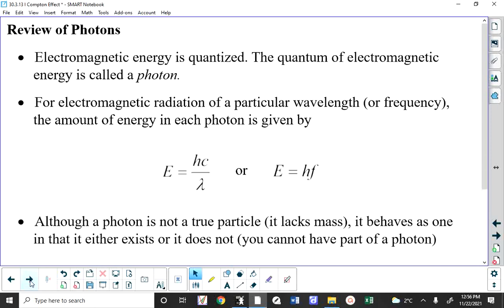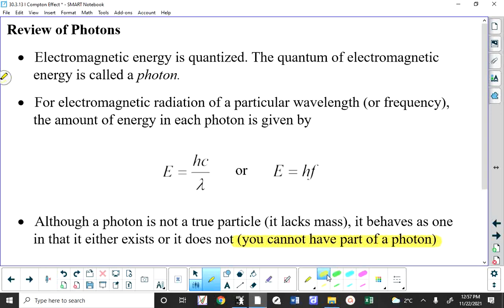This is the point that's going to get a little tricky from here on into the end of the unit. Although photons are not real particles, they behave like particles in that they either exist or do not. And this says you cannot have part of a photon. But the thing about what we're learning today is this statement is not entirely true. We're going to be learning today that we can think of a photon as being partially absorbed, but it only happens under certain circumstances.